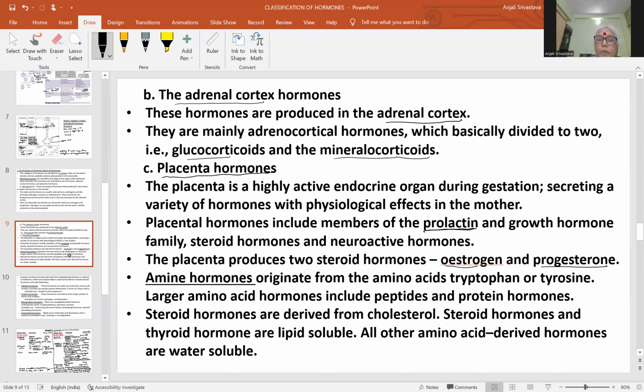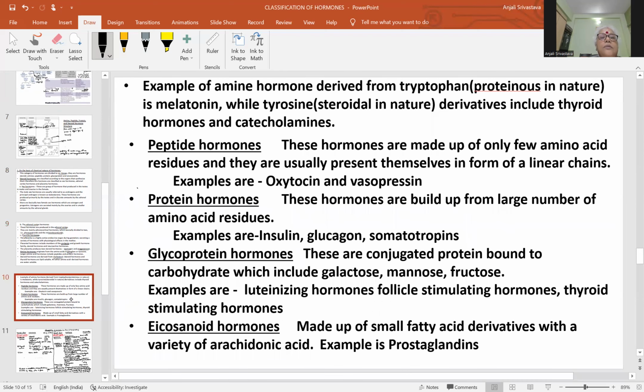Then there are the amine hormones that originate from the amino acid tryptophan or tyrosine. The lipid soluble hormones are derived from cholesterol, the lipid precursor. These are lipid soluble, and among the amino acid hormones, there are a few that are water soluble also, as I have already told you.